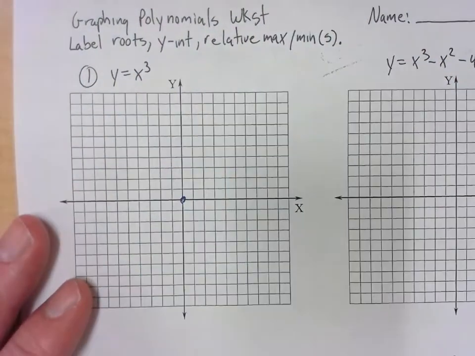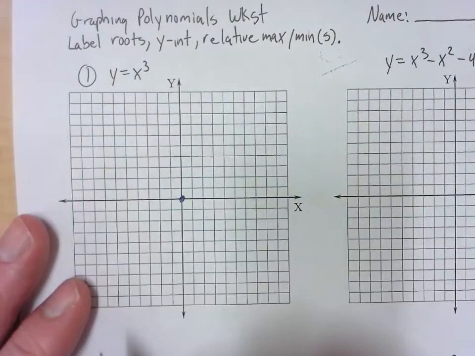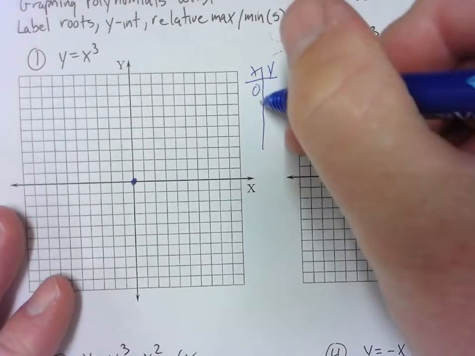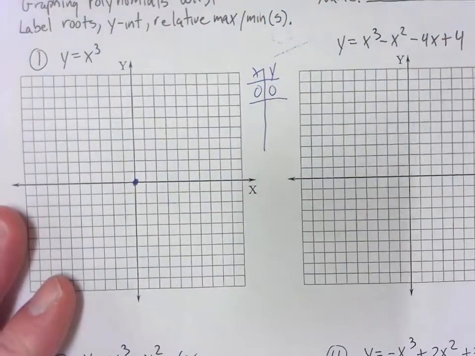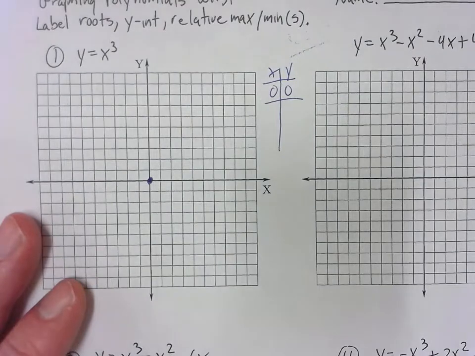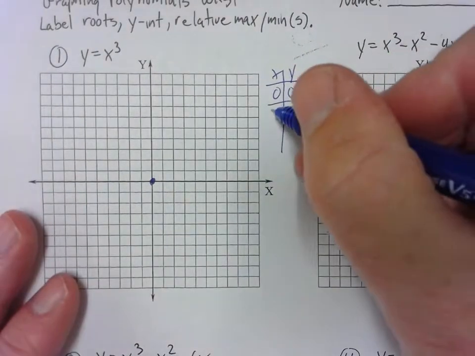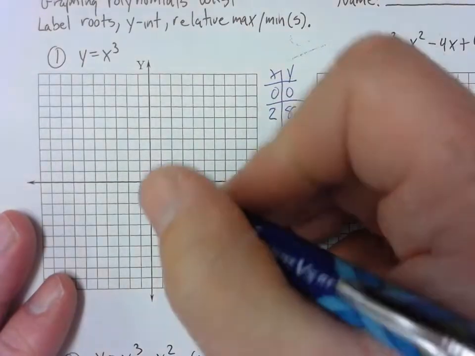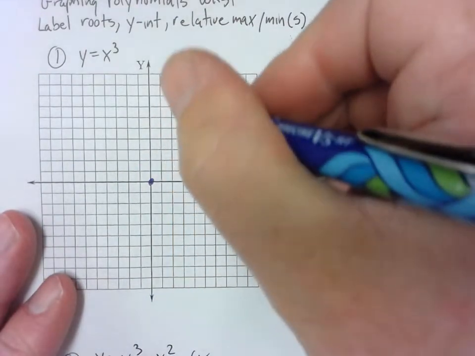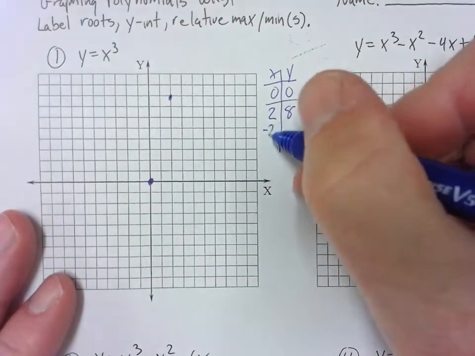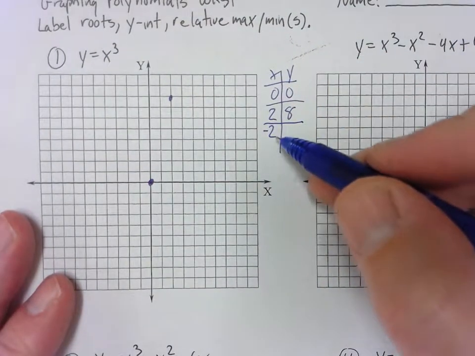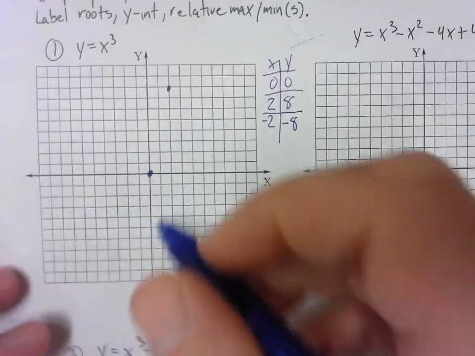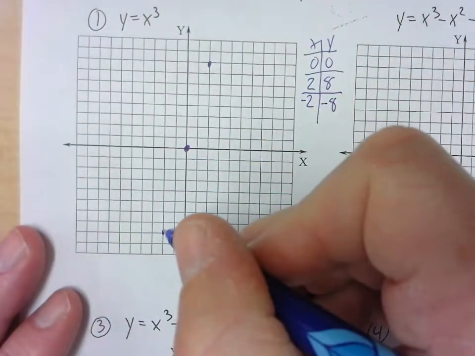So there's the point 0, 0. If I cube 0, I get 0 back if I was making a little table here. Alright, I need two other points. If I cube 2, 2 times 2 times 2 is 8. So I go 2 over and then up 8, which would be right there. And negative 2 is negative 2 times negative 2 times negative 2. 3 negatives multiplied together is negative 8. So I go over 2 and down 8.